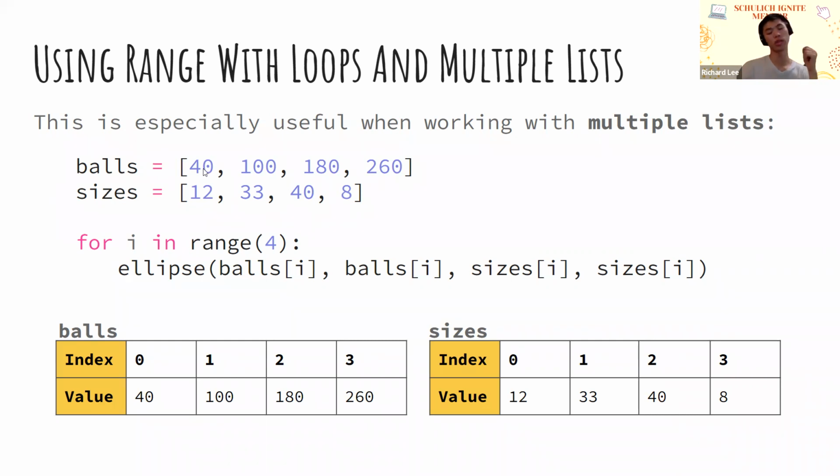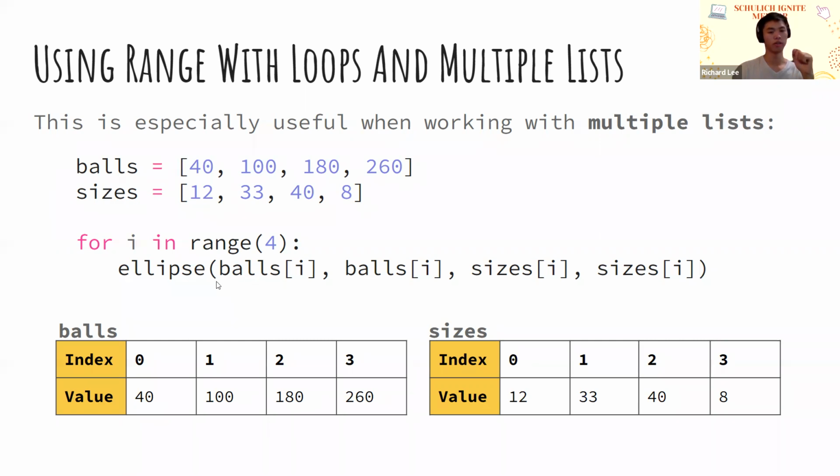So let's say that the first one is positioned 40 pixels to the right. The next one's 100 pixels, and then 180 pixels, and then 260 pixels. And then we're going to talk about some sizes here. We've got a size of 12, a size of 33, a size of 40, and a size of 8. What I can do now is say for i in range of 4. 0, 1, 2, 3. That is a total of 4 numbers here. We're going to try drawing out the ellipse here.